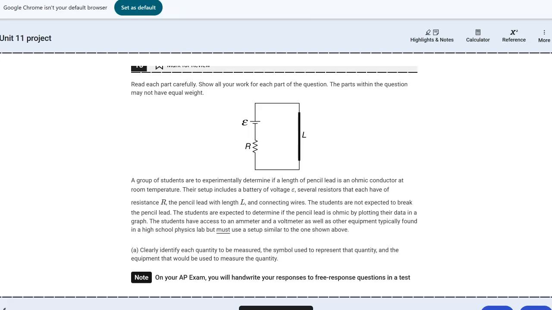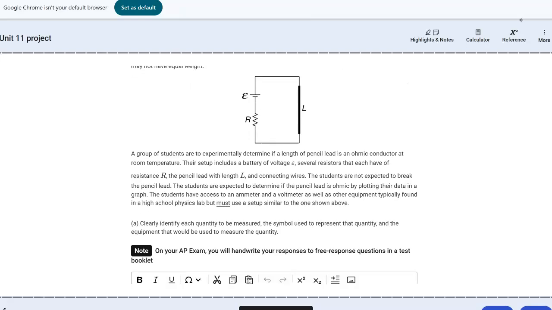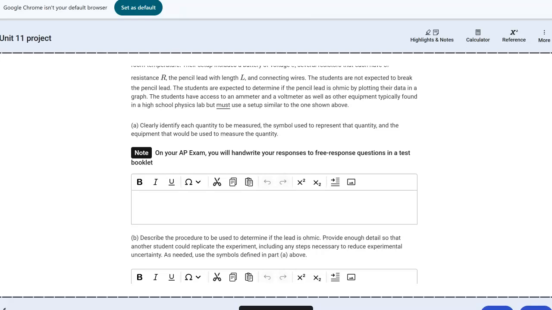It's important to know what ohmic is. It's ohmic if its resistance remains constant across different potential differences, which would mean a linear current versus voltage graph.